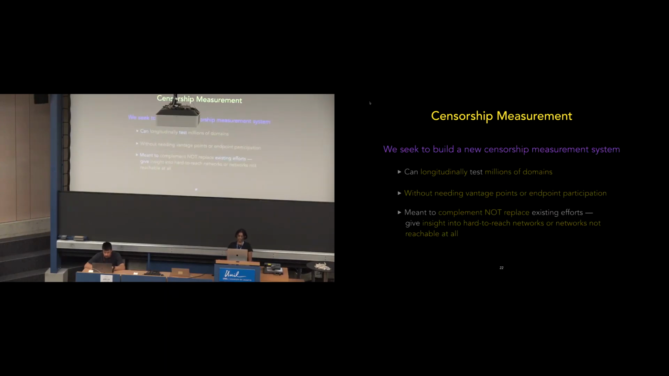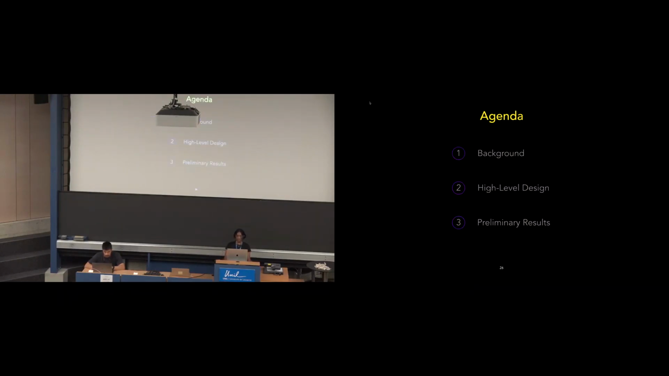So we seek to build a new censorship measurement system that can longitudinally test millions of domains without the need for any volunteers, vantage points, or endpoint participation within the country. We want to emphasize that this is meant to complement, not replace, existing efforts, by giving insight into hard-to-reach networks or networks that are not reachable at all by current efforts. So I'm going to go into the background of how we seek to build such a system, give a high-level design overview, and then finish up with some preliminary results that we found.